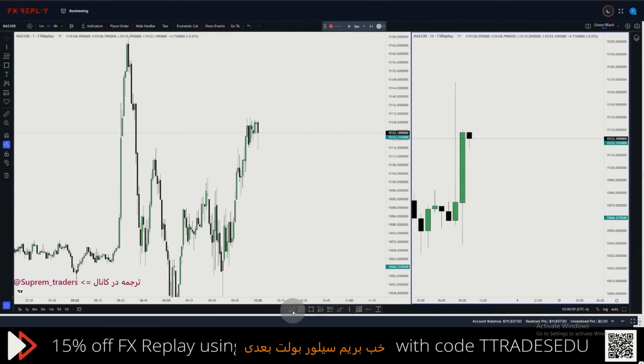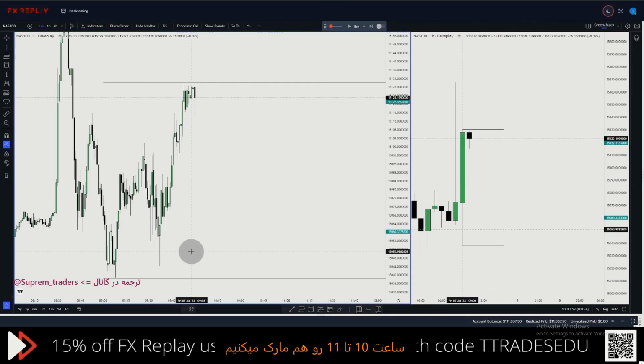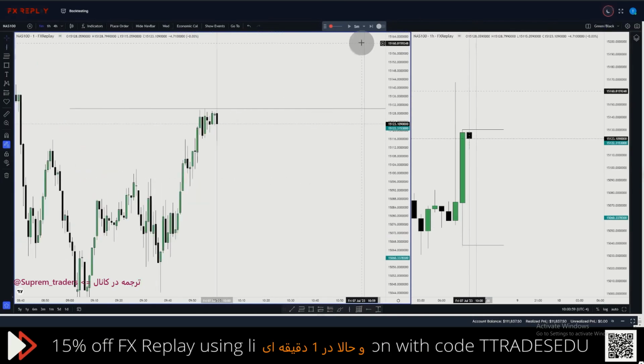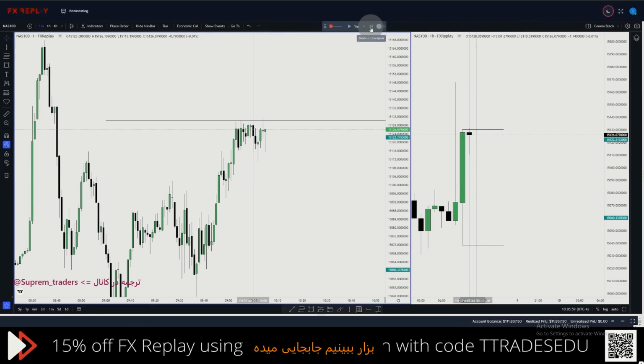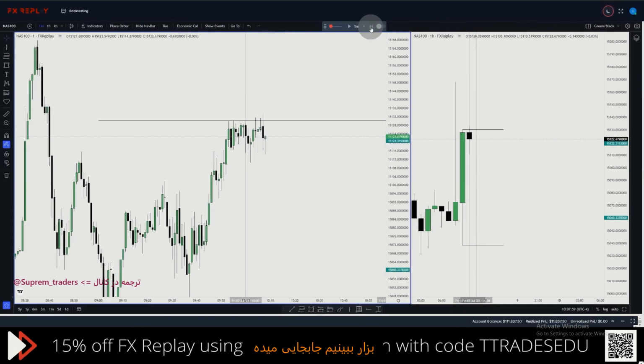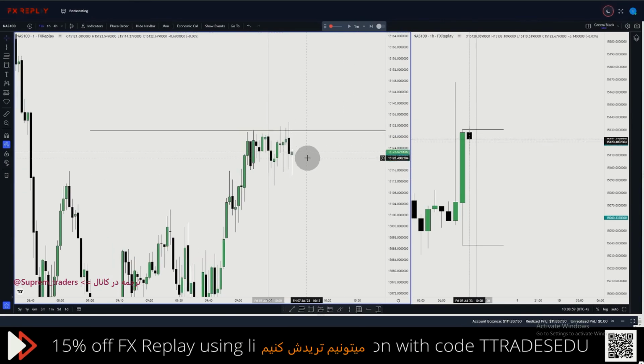So here we have our 9 a.m. candle. Mark that out. Go ahead and mark our 10 to 11 window. And here we are on the 1 minute. Switch back to 1 minute. Pretty shallow sweep. Let's see if we get any displacement. Okay, small fair value gap there. So we could take that.